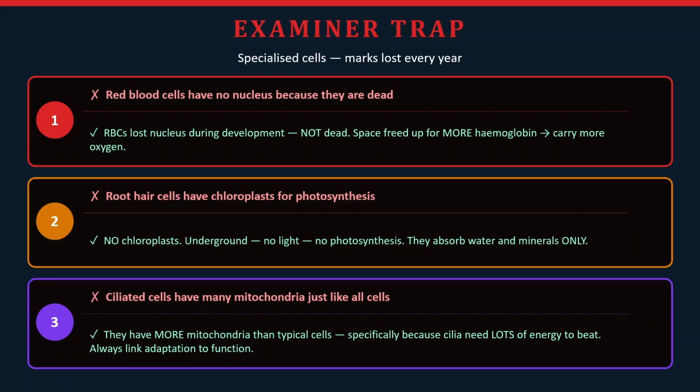Trap number 3. Students write, ciliated cells have many mitochondria just like all cells. This is wrong in the way it is phrased. Yes, all cells have mitochondria, but ciliated cells have many more mitochondria than a typical cell, specifically because the cilia need large amounts of energy to beat continuously.